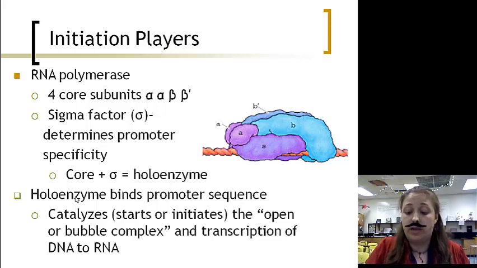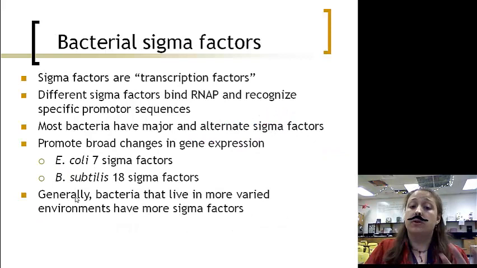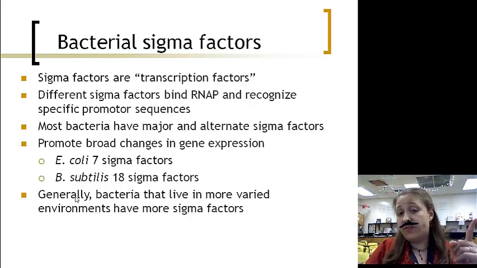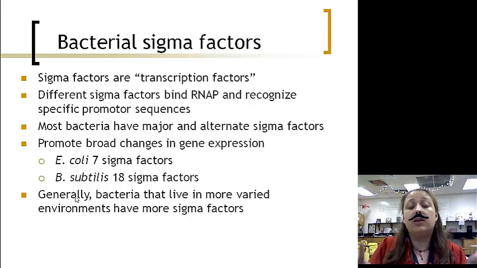Sigma factors. Sigma factors are important. They are the transcription factor. Many sigma factors bind to many different promoters. One specific sigma factor might bind to this promoter, and a different sigma factor might bind to this promoter, and they might encode two different genes. So different sigma factors bind to RNA polymerase and recognize a specific promoter.